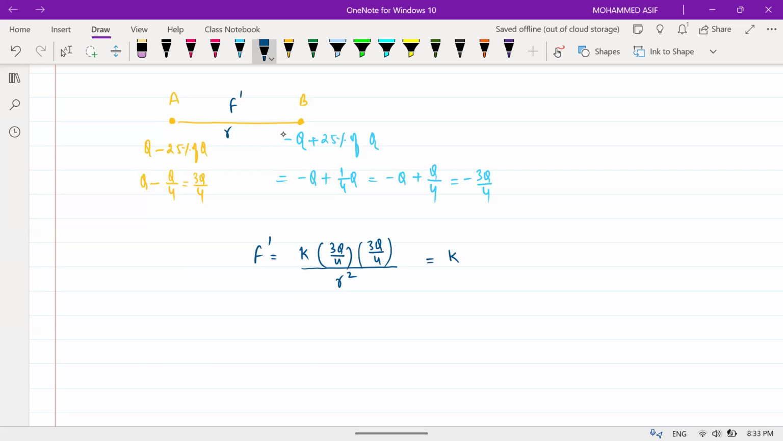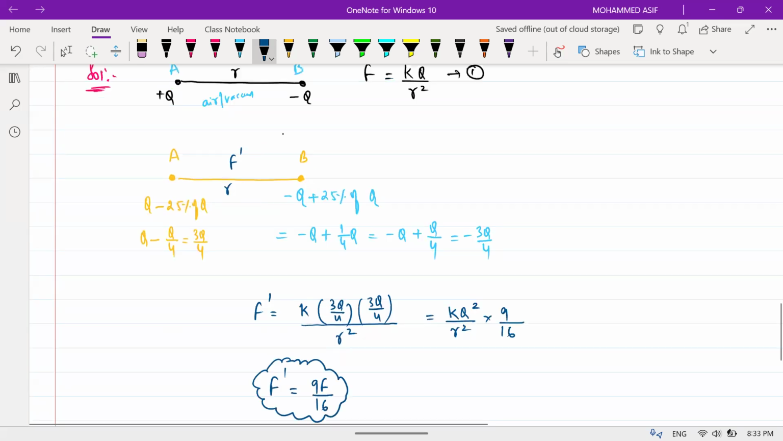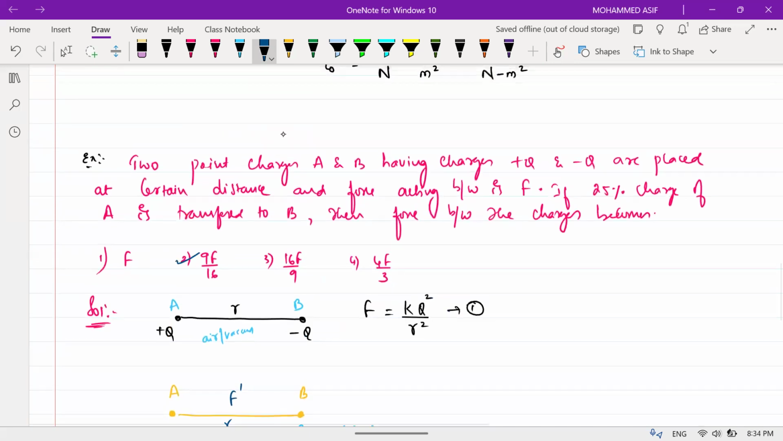Now simplify this one. It is K, Q into Q is Q square divided by R square, into 3 into 3 is 9 divided by 4 into 4 is 16. So it is 9 by 16 times KQ square divided by R square. Now KQ square by R square is F, so F dash is equal to 9 by 16 F. What is the answer I'll be getting? Second option, 9F divided by 16. Am I clear? Yes, sir.